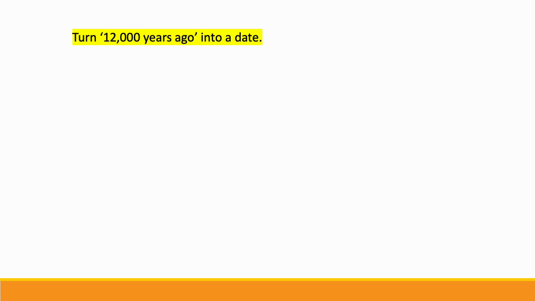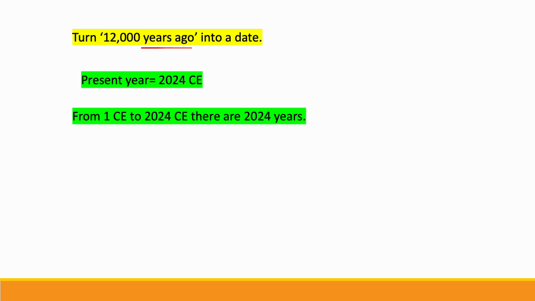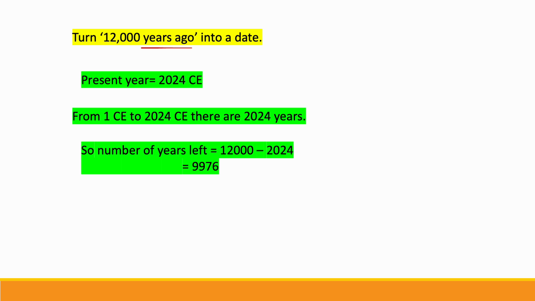Turn 12,000 years ago into a date. Present year is 2024 CE. From 1 CE to 2024 CE, how many years are there? 2024 years. So the number of years left is equal to 12,000 minus 2024, that is 9,976. So 12,000 years ago will be 9,976 BCE.